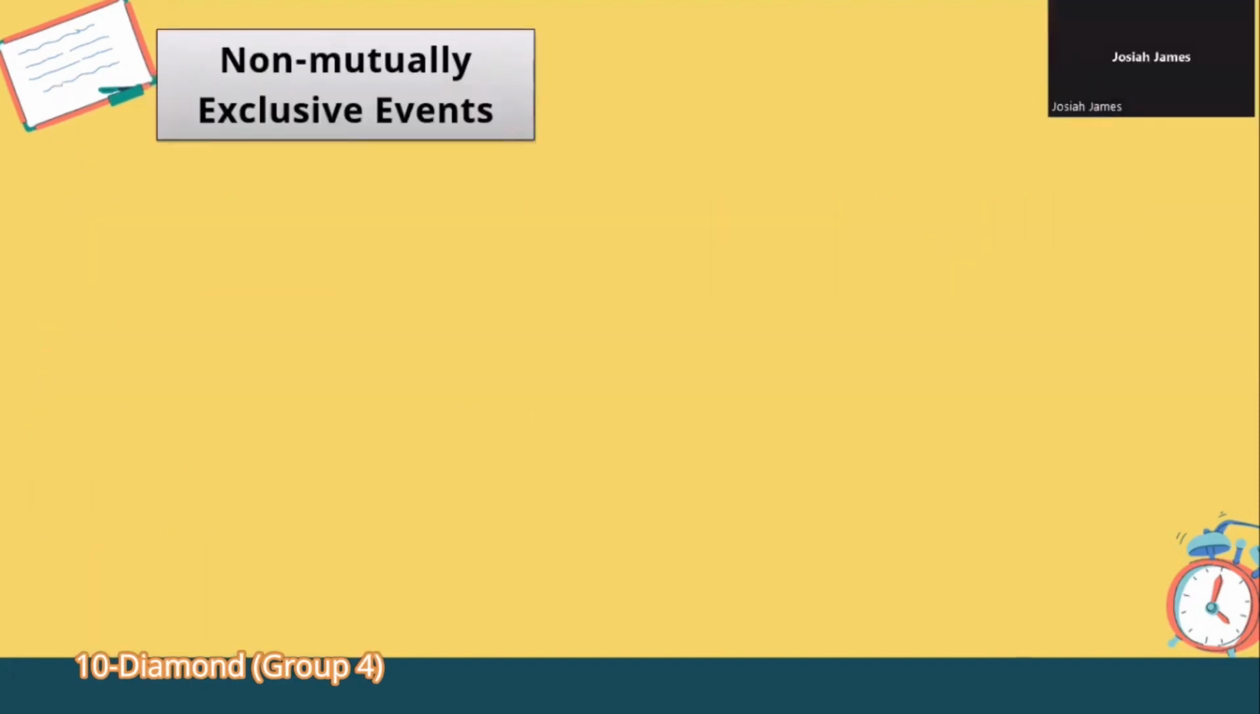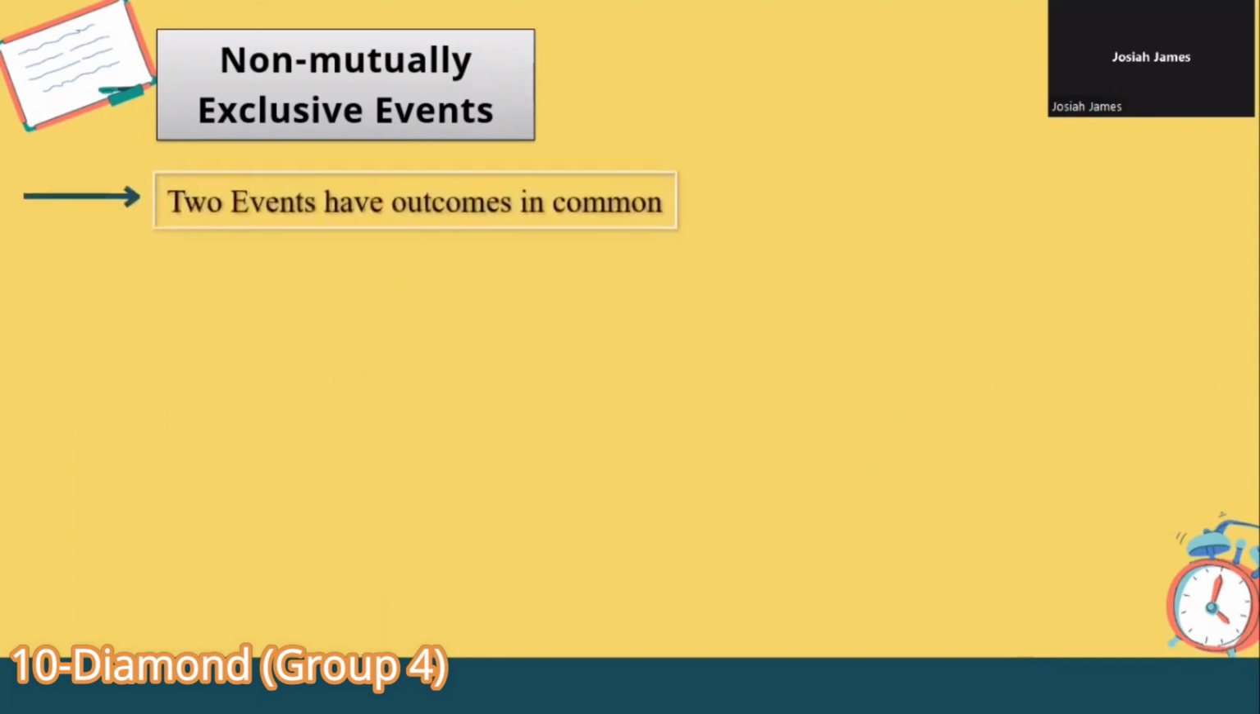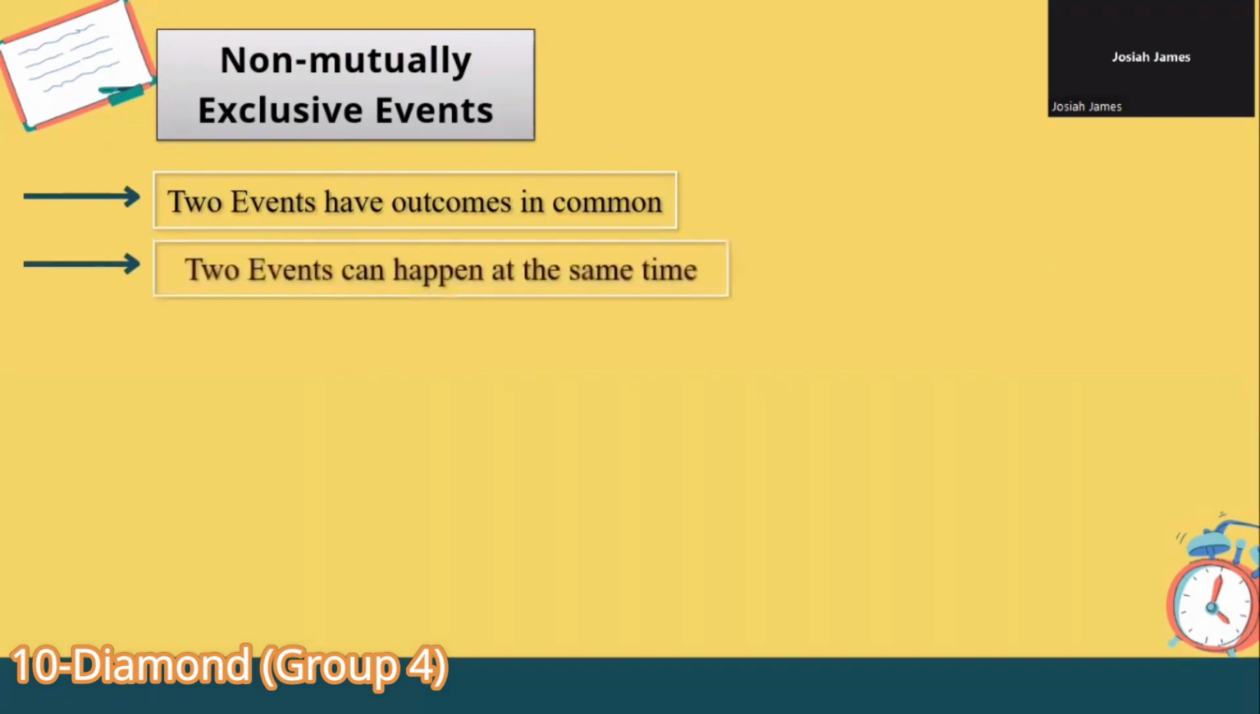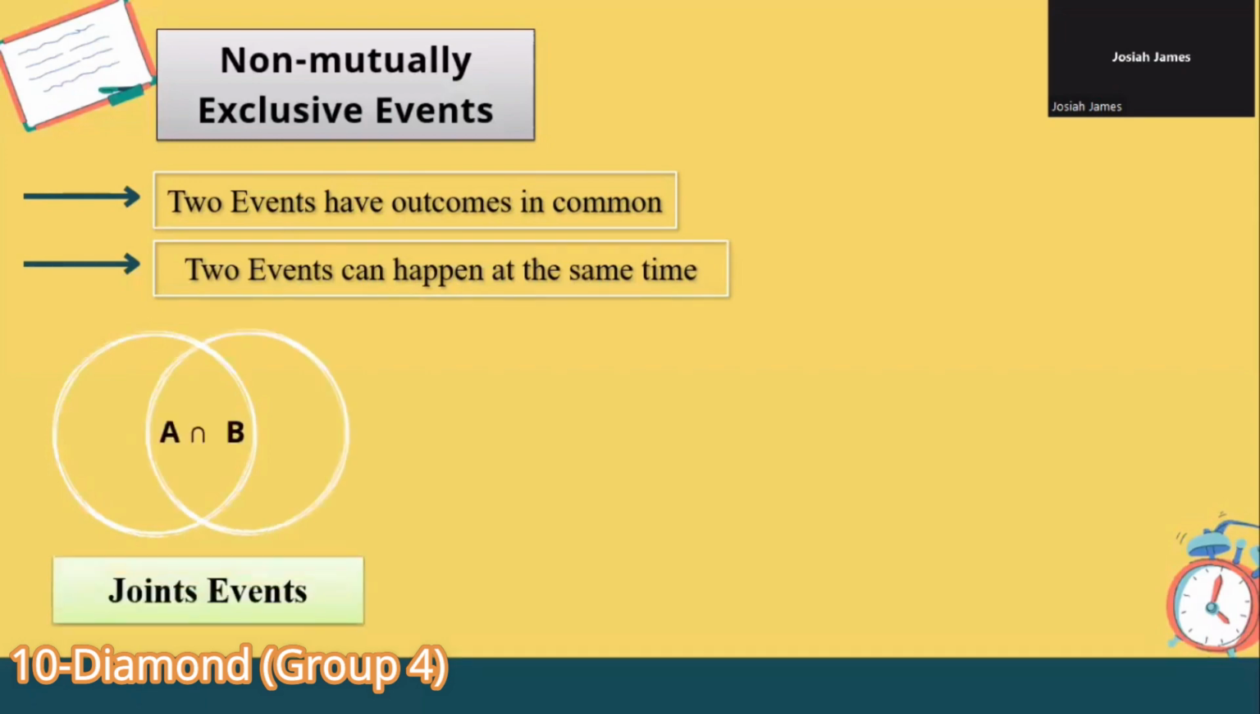After we discuss mutually exclusive events, let us talk about non-mutually exclusive events. Non-mutually exclusive events are completely different from mutually exclusive events because the union of events have outcomes in common, or the two events can happen at the same time. This is also referred to as joint events and can be illustrated using two overlapping circles, where the overlapping region is the intersection of the two events.